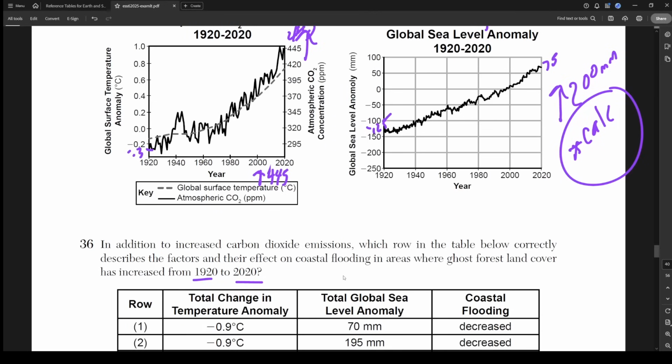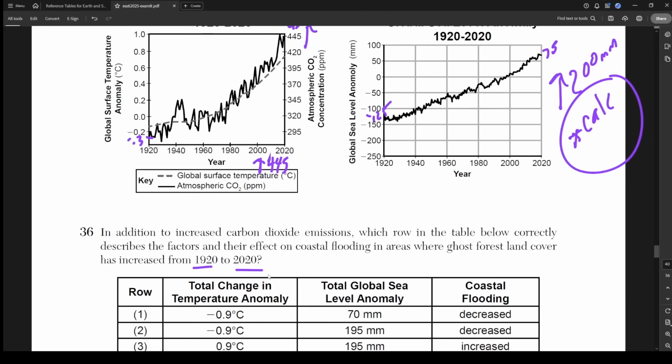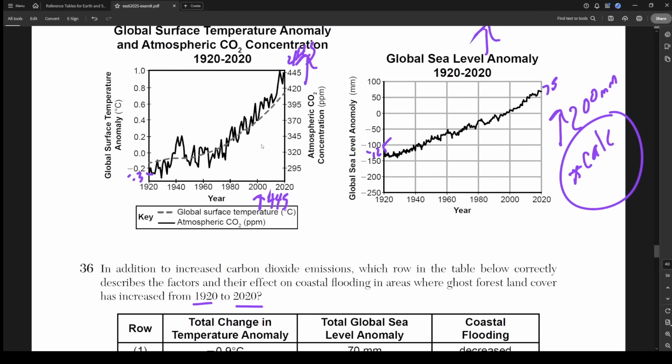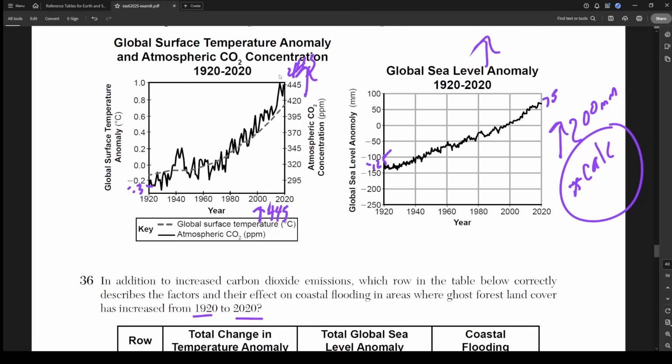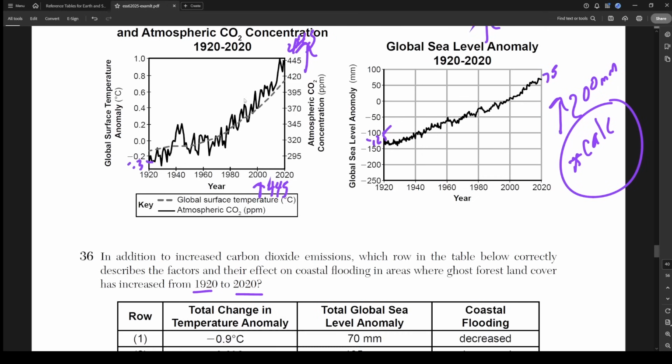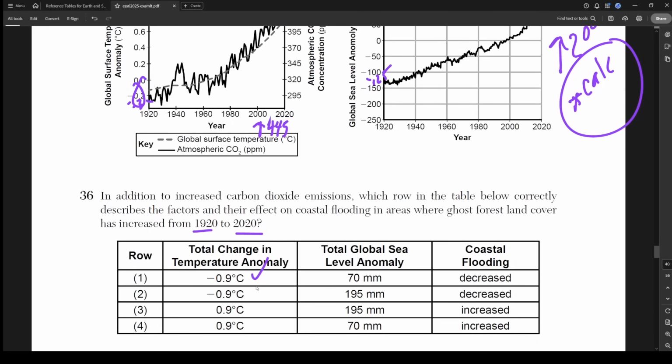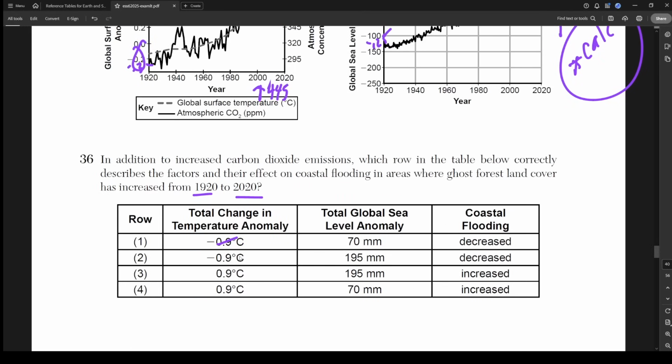So let's see. Total change in temperature anomaly. So it's saying from 1920. Oh, I'm sorry. I didn't do this right. So these are 2 different axes. There's the CO2 there. There's a dash line. I didn't even notice. And then there's the temperature. So this went from negative 0.3 to about 1.0. So that's why this total temperature change is 0.9. So it went up by 0.9. It didn't drop by 0.9. So that's out and that's out.